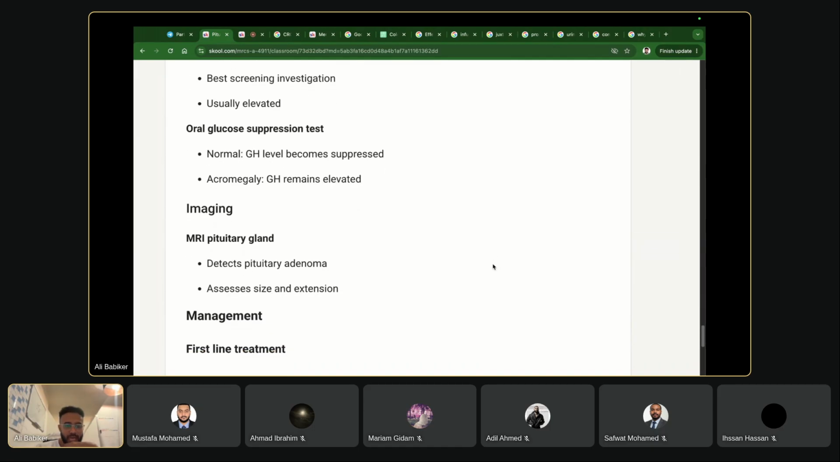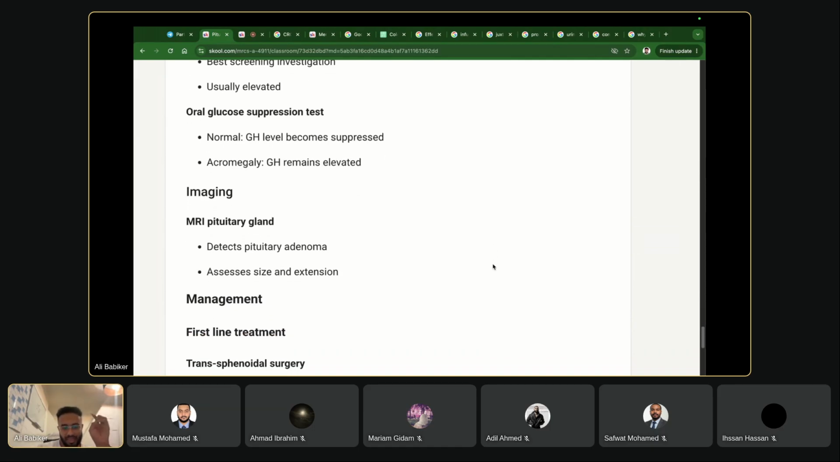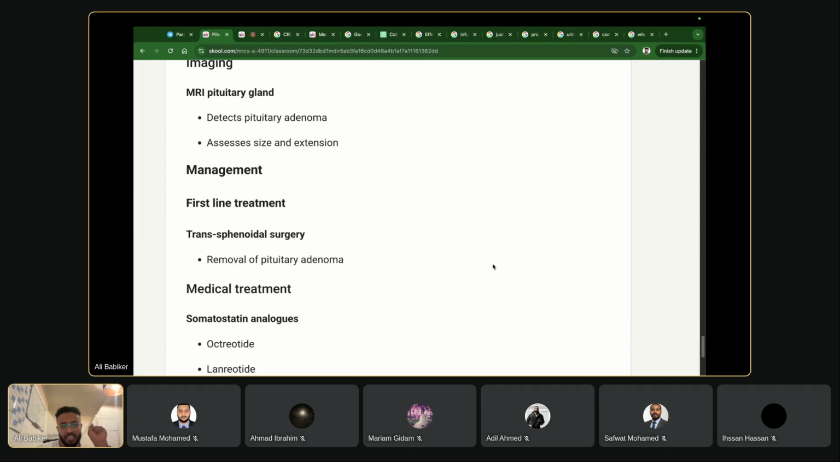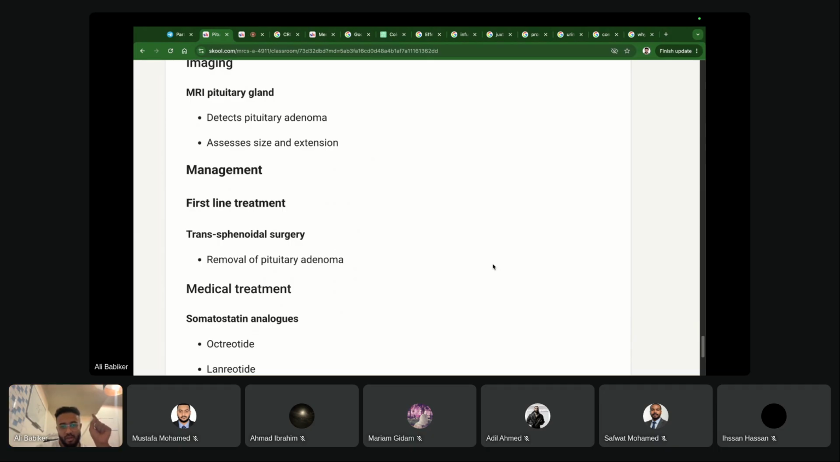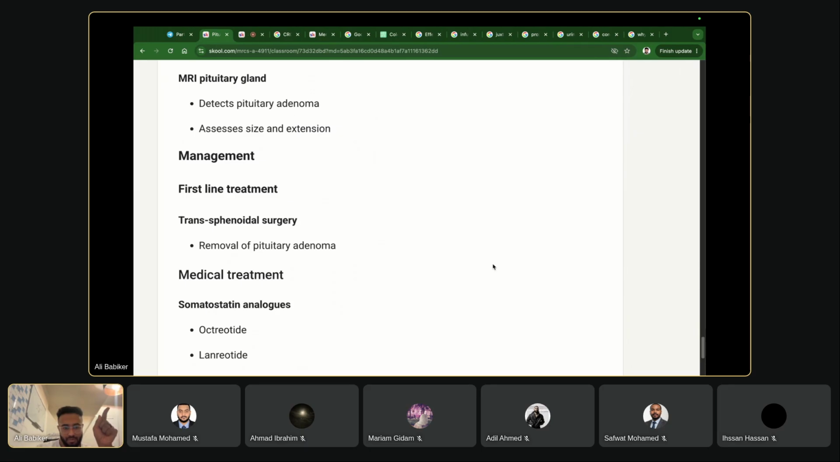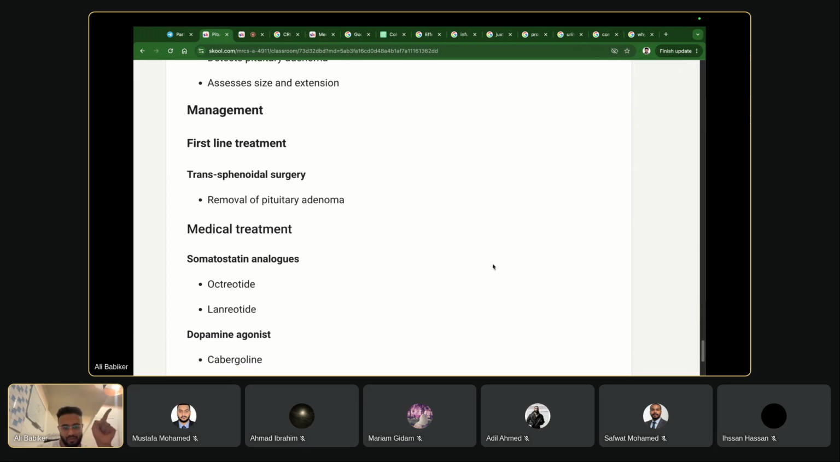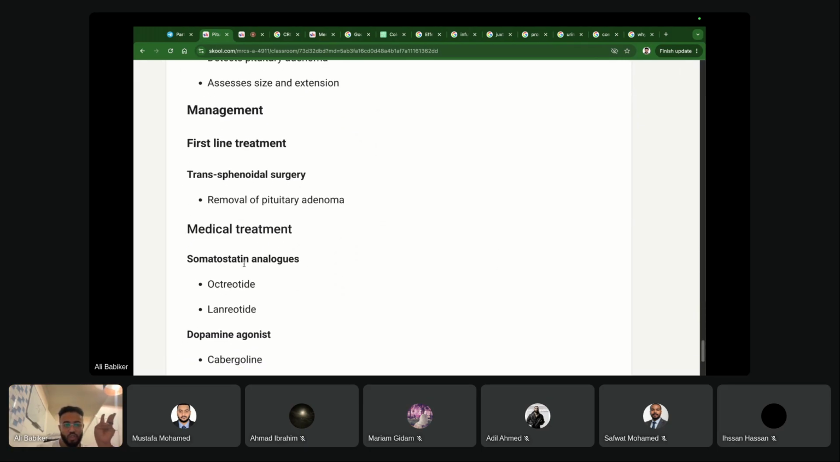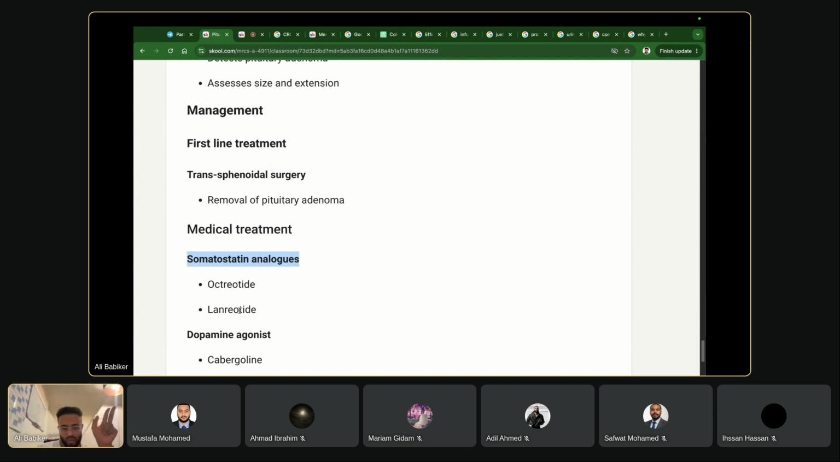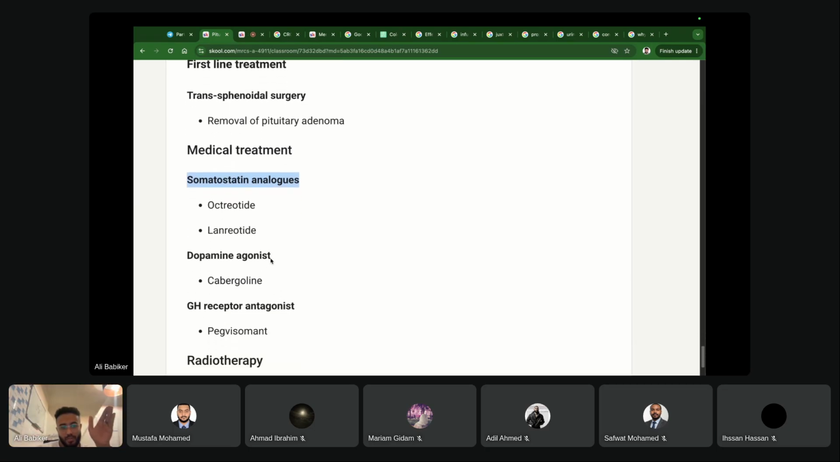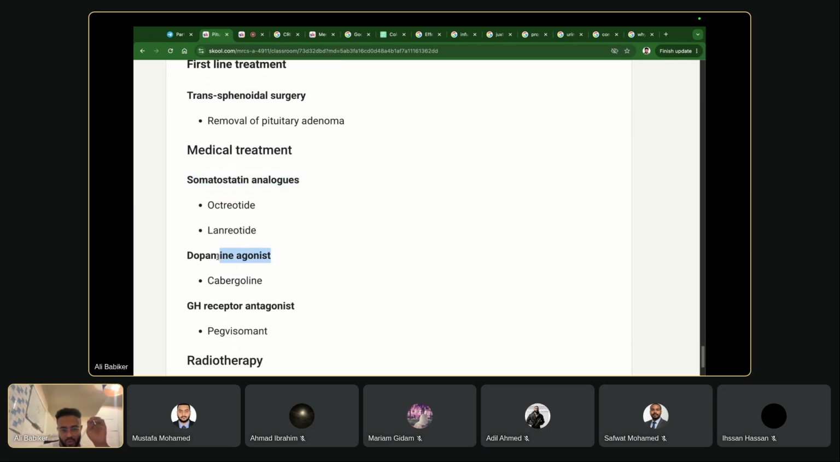Imaging: MRI of the pituitary gland to detect the pituitary adenoma and assess its size and extension. Management: first line treatment is transsphenoidal surgery, removal of the pituitary adenoma. Medical treatment is usually not effective. Somatostatin analogs, which reduce everything, like octreotide and lanreotide. Your main idea is you want to reduce the production of growth hormone. You may also give a dopamine agonist, which has an effect of reducing growth hormone, like cabergoline.